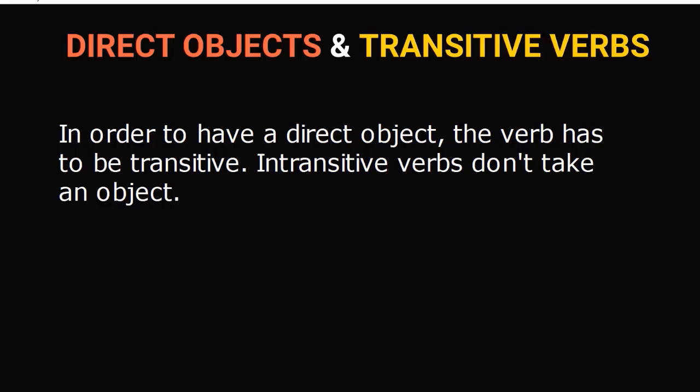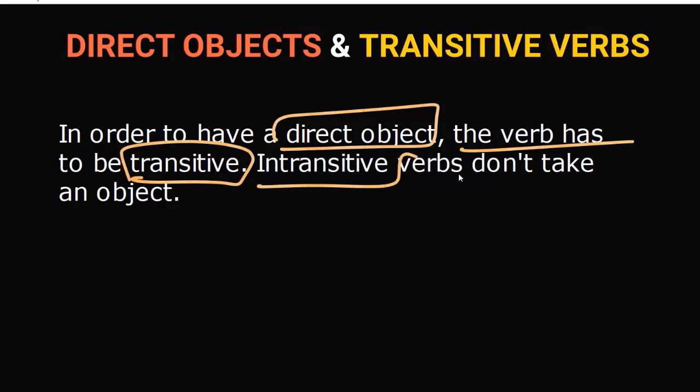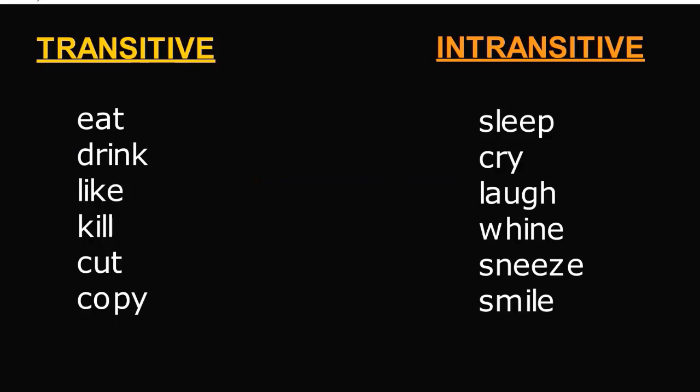Now note this. Only transitive verbs take direct objects. If the verb is intransitive or it's a linking verb, it will not have a direct object, or it will not have an object at all, right? In order to have a direct object, the verb has to be transitive. Intransitive verbs do not take an object, right? Now, what are transitive verbs? What are intransitive verbs? Transitive verbs are verbs that take an object, right?